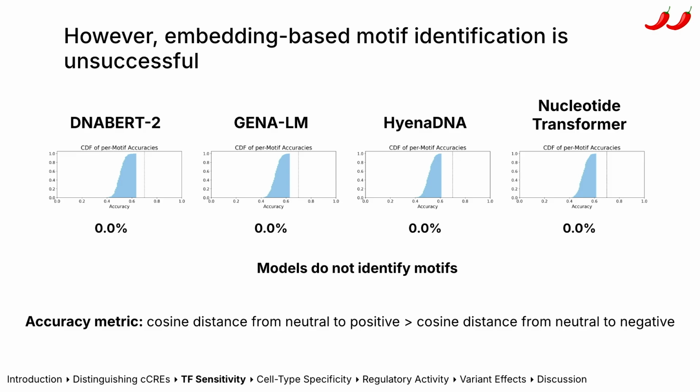However, the last layer embeddings, on the other hand, seem to show very little information, if at all. So here, we define an accurate prediction as one in which the embedding distance from the neutral background to the positive is greater than the distance from the neutral to the negative. And all accuracies seem to be around 50%, which essentially indicates random predictions and is not really informative at all. So overall on this task, we see very mixed results.